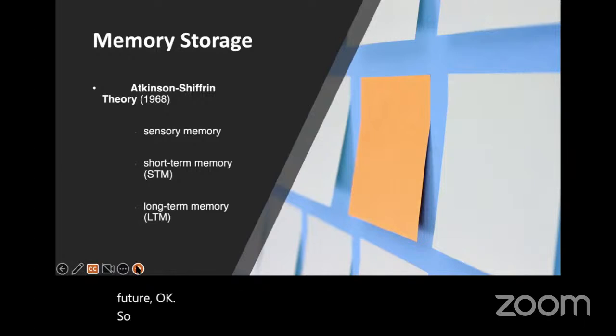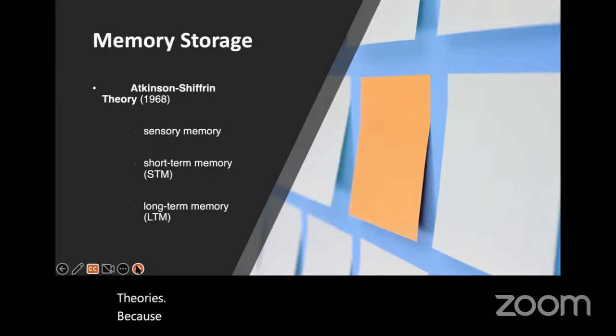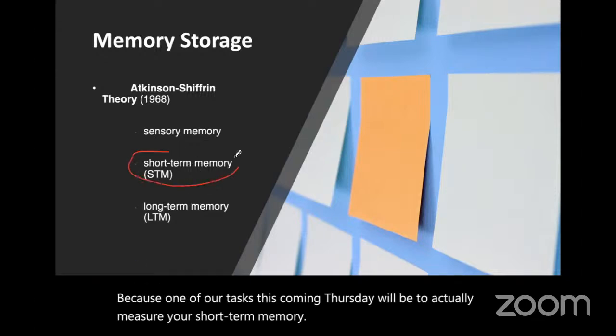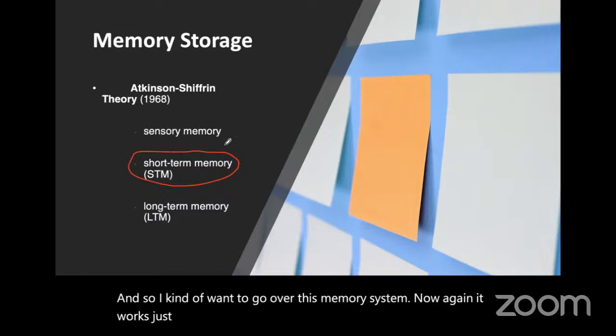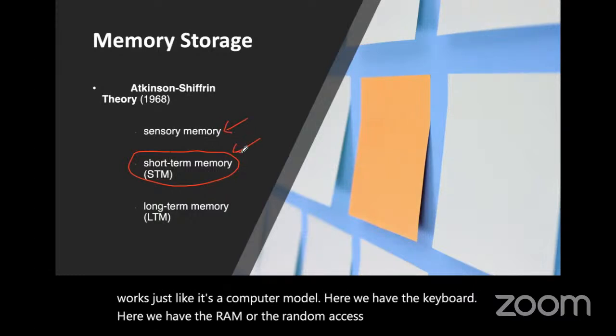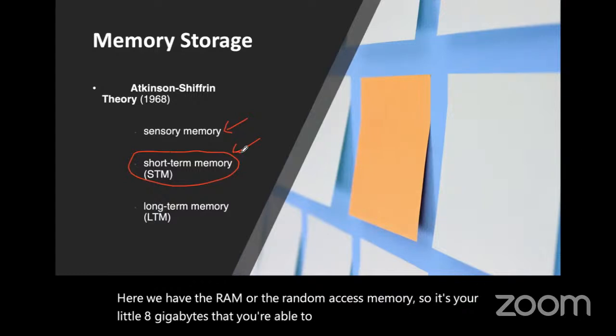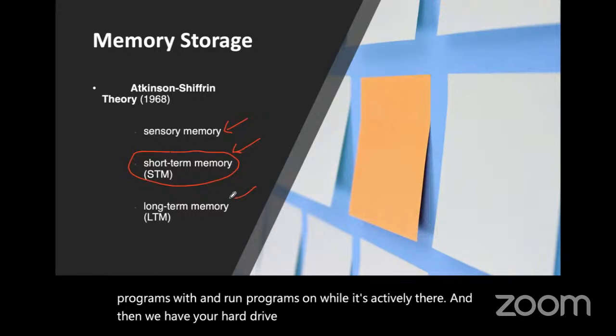So I want to end class today by talking about one of our first memory storage theories, because one of our tasks this coming Thursday will be to actually measure your short-term memory. And so I want to go over this memory system. Now, again, it works just like a computer model. Here we have the keyboard. Here we have the RAM, or the random access memory. So it's your little 8 gigabytes that you're able to open and close different programs with and run programs on while it's actively there. And then we have your hard drive, the long-term memory, okay?